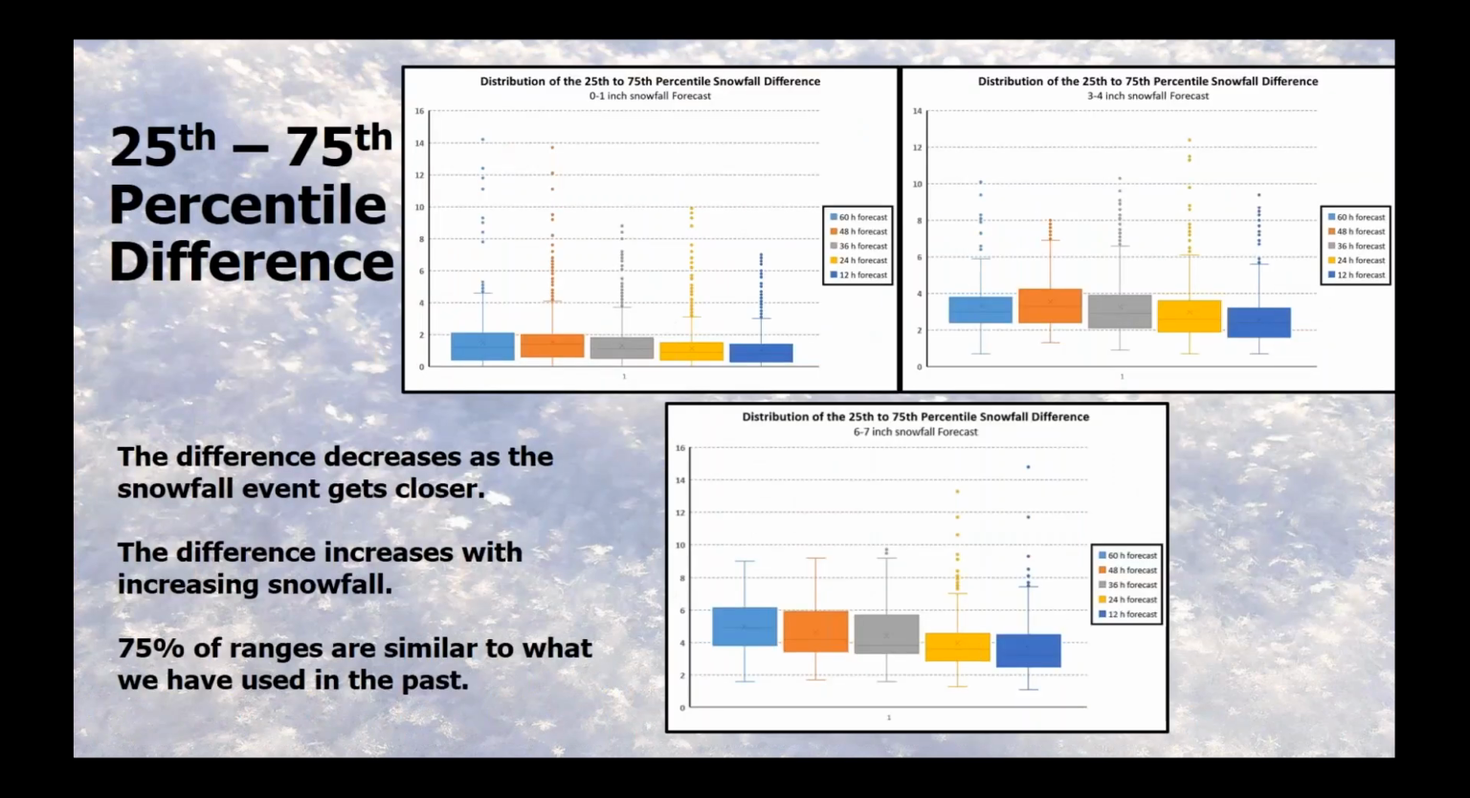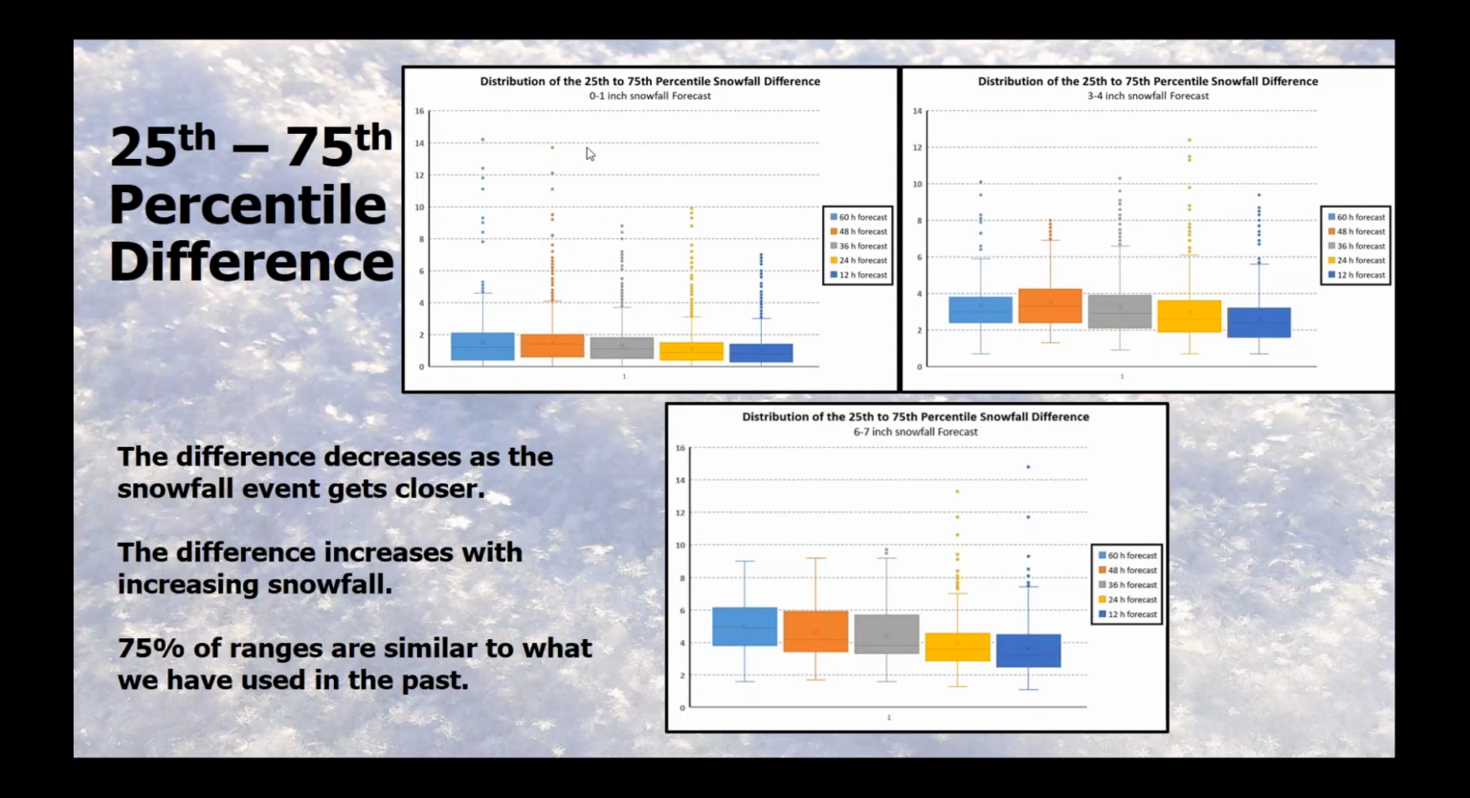Another thing you can do is look at the frequency of different ranges in the forecast. What do I mean by that? We can take the difference between the 25th and 75th percentile, which is what I've got here, and subtract them. So if the 25th is 2 inches and the 75th is 5 inches, that would be a range of 3 inches. And we can say, okay, what's the range for different deterministic forecasts?